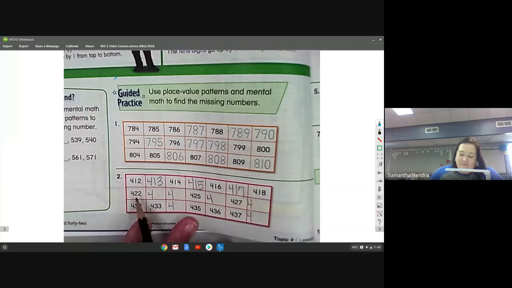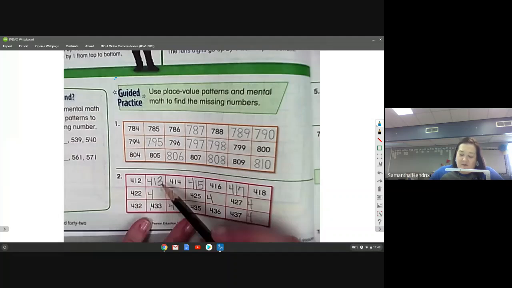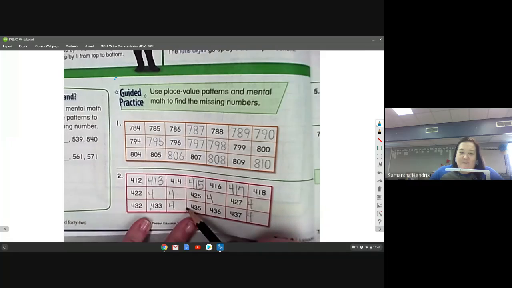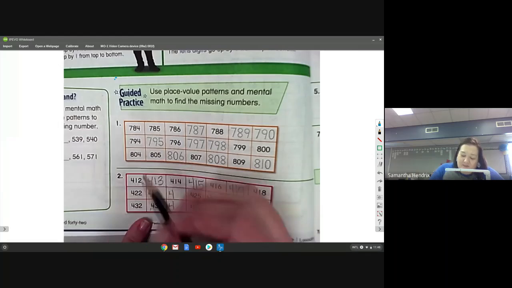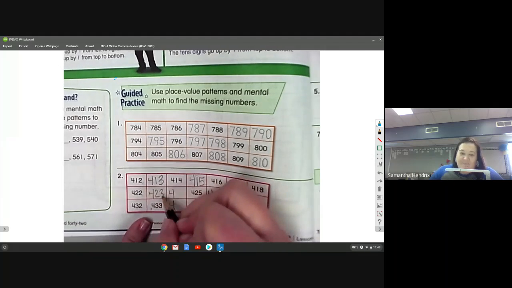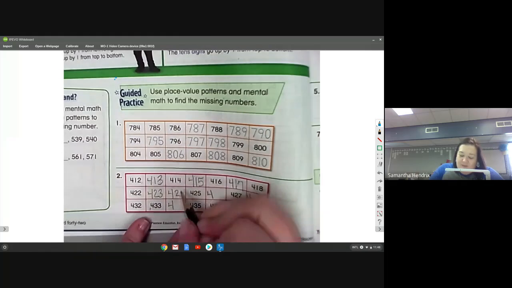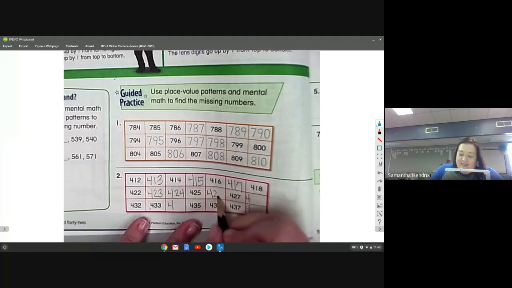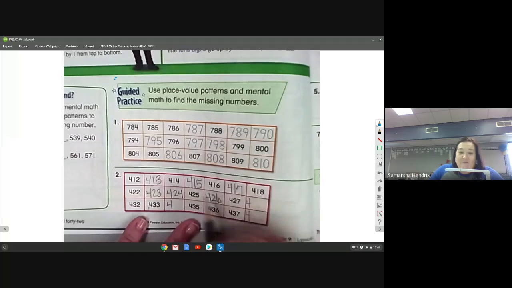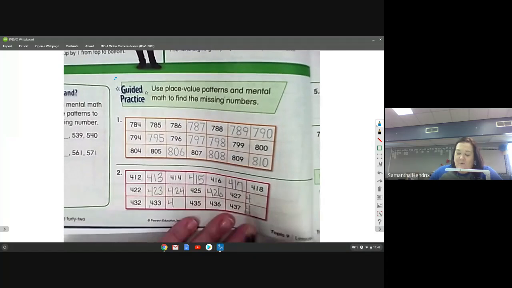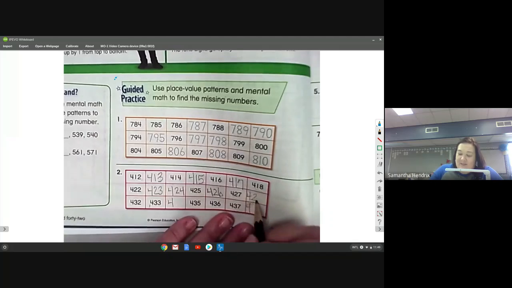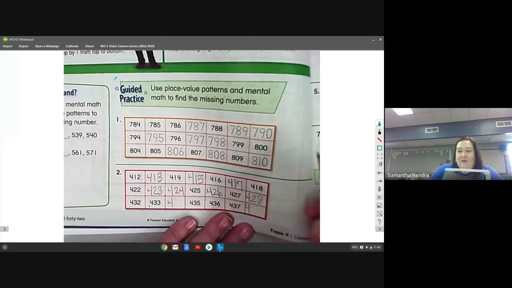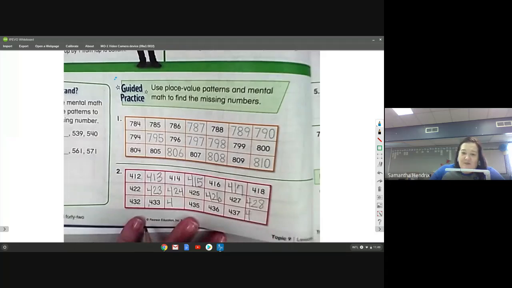So on this row, we have 422. Look, our ones are going to stay the same. Okay? And then we're working with 20s here. So it's going to be 423, 424, 426, because 425 is already there, 427, and then 428, because our ones are going to stay the same as we go down. Okay? Pause if you need to.